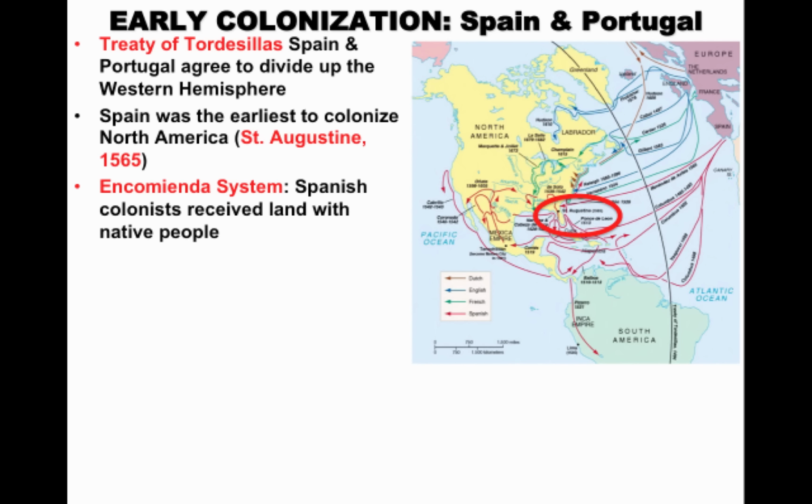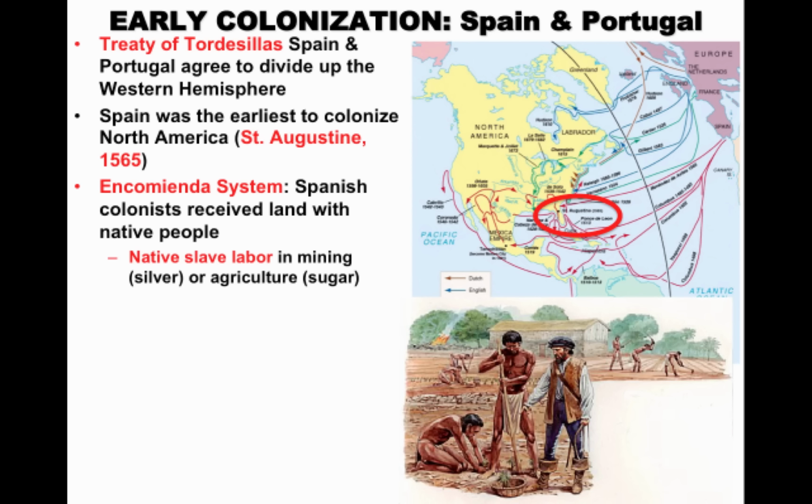In much of the Spanish Empire, you're going to see the introduction of the encomienda system, where Spanish colonists receive land with native people. Basically, this is going to be a form of native slave labor, whether in mining, looking for resources such as silver, or agriculture, and especially in the Caribbean for sugar. The encomienda system is going to be a very profitable yet harsh economic system in the Spanish Empire.